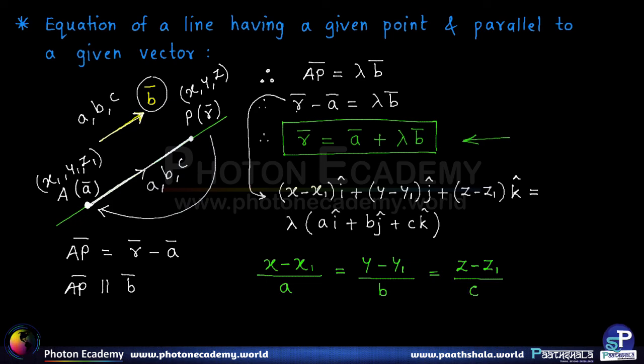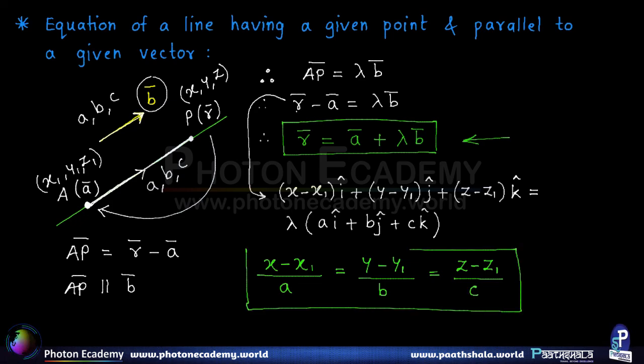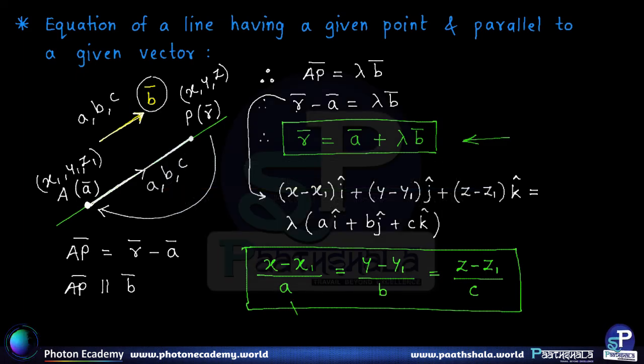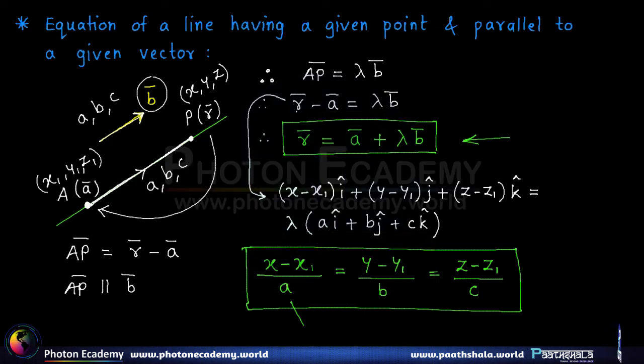In this Cartesian form, we observe that the denominators basically represent the direction ratios of the line, that is a, b and c, and the quantities which are subtracted from x, y and z in the numerator, the subtracted quantities indicate the coordinates of the given point which lies on the line. So therefore x1, y1, z1 represents the point lying on the line. So therefore here we get the Cartesian form and the vector form of the line.